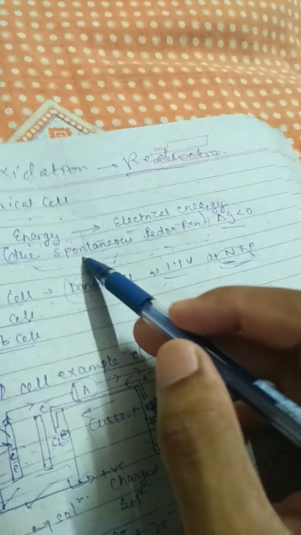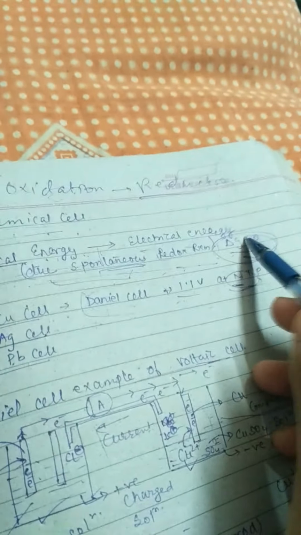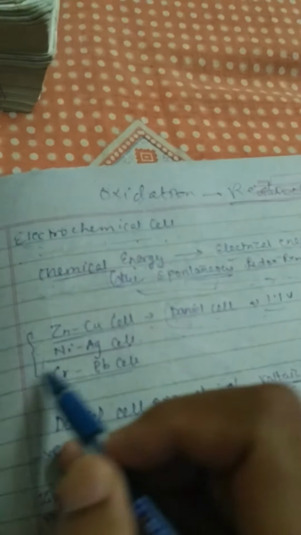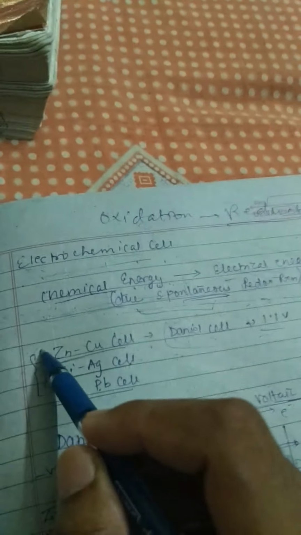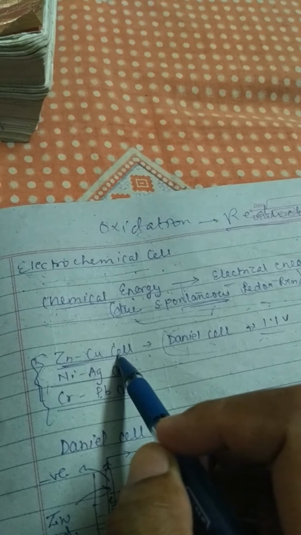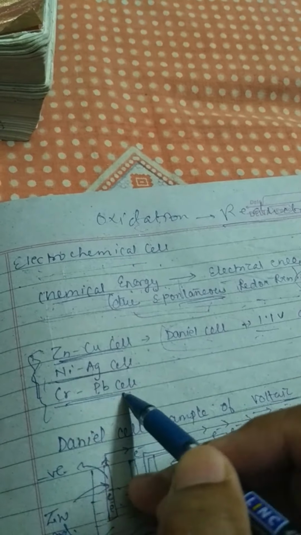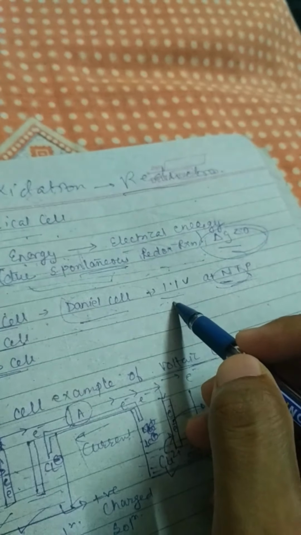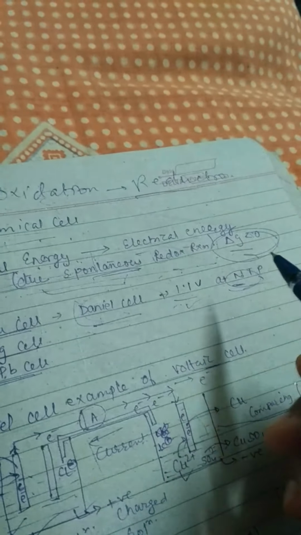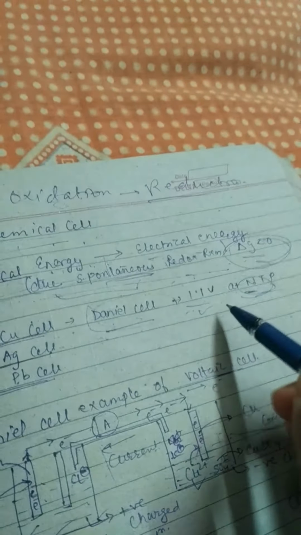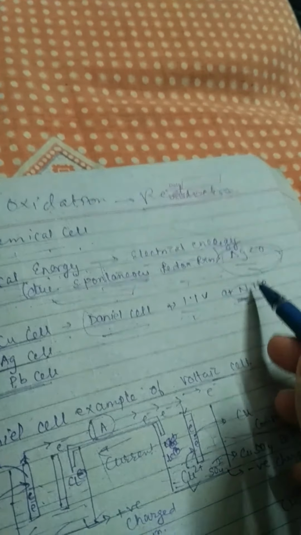And in this spontaneous redox reaction, the delta G is negative, as you all know in thermodynamics. For example, certain electrochemical cells are as follows: zinc copper cell, nickel silver cell, chromium lead cell. The most common cell is the Daniel cell, which has EMF 1.1 volt at NTP. NTP means normal temperature and pressure. The normal temperature is room temperature, which means 25 degrees Celsius, and the normal pressure is 1 atm.